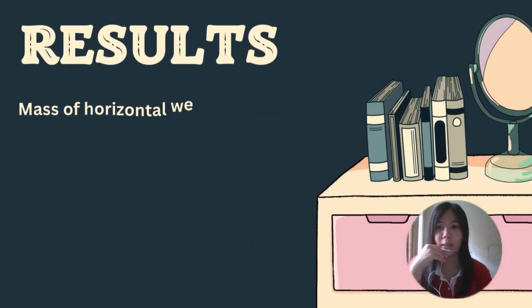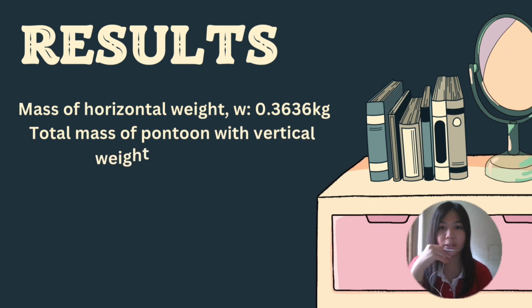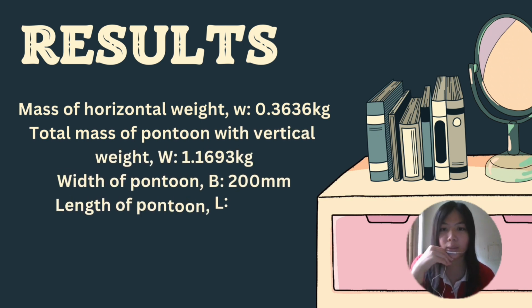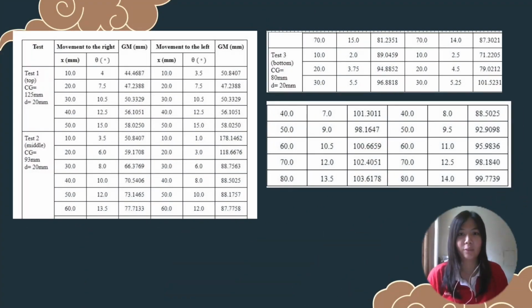The result we obtained is: mass of horizontal weight is 0.3636 kg. Total mass of pontoon with vertical weight is 1.1693 kg. Width of pontoon is 200 mm and length of pontoon is 348 mm. And this is our result table.